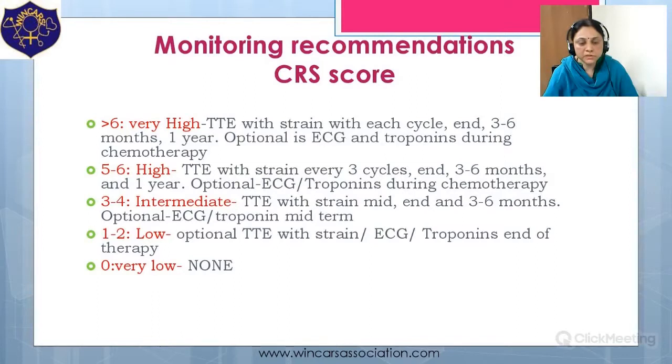In intermediate risk, transthoracic echo with strain at the middle of the therapy, end of the therapy, and 3 to 6 months is advised. At midterm, ECG and troponin can optionally be taken. In low risk, transthoracic echo with strain is optional. Use of ECG and troponin is also optional, and that too at the end of therapy.